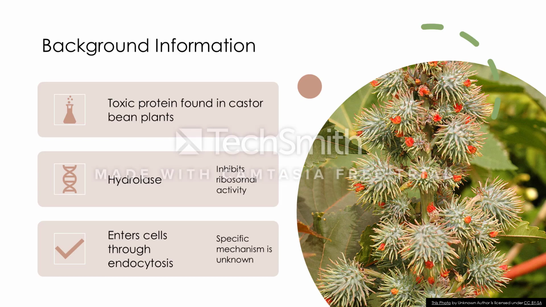Ricin is a toxic protein that is found in castor bean plants. The picture on the right is what this plant looks like. This protein acts as a hydrolase, cleaving an adenine bond to inhibit ribosomal activity. This protein has been found to enter the cell through endocytosis, but the specific mechanism is unknown.